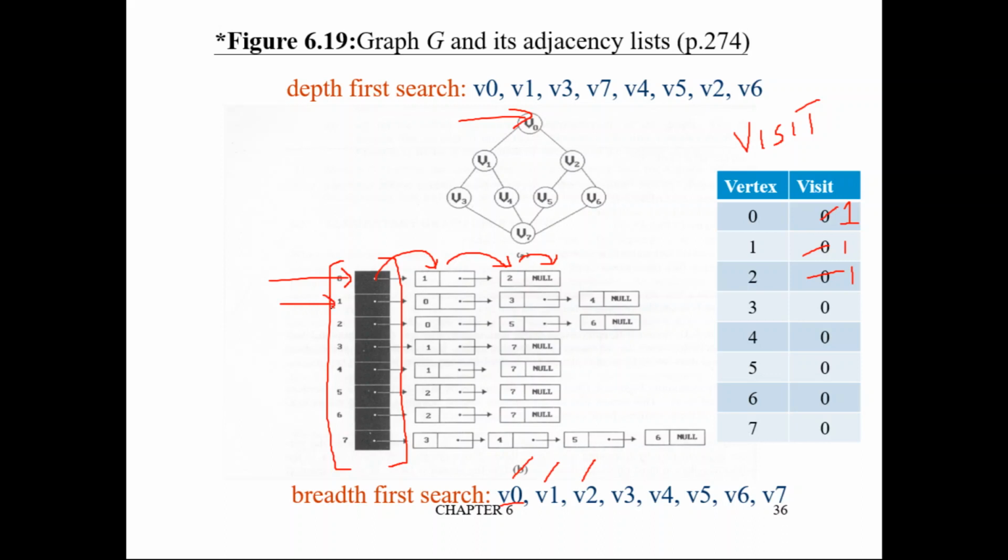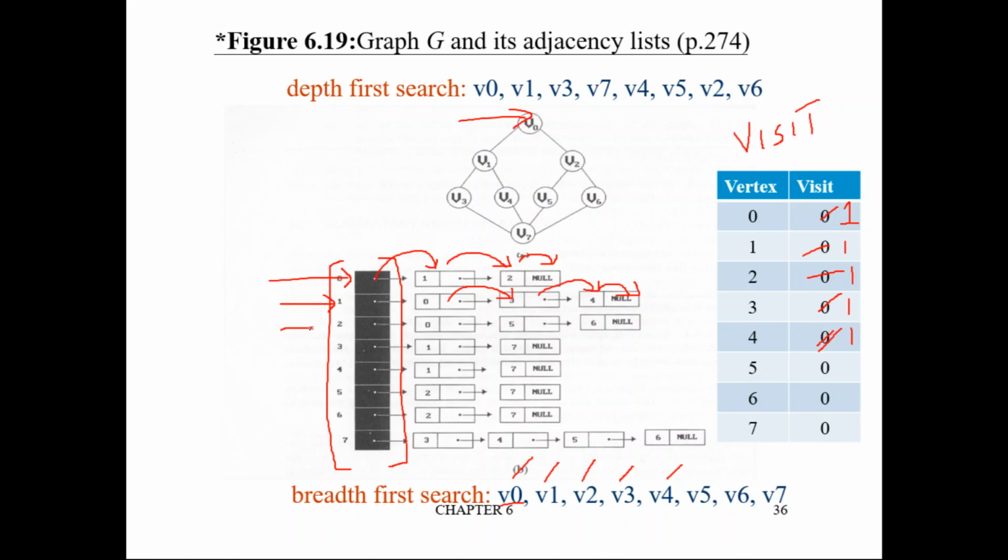Now come here. Is 0 visited or not? Yes, visited, so pass on to the next link. Is 3 visited or not? No, so visit and display it. Is 4 visited or not? No, so visit it and display it. After 4 it is null.